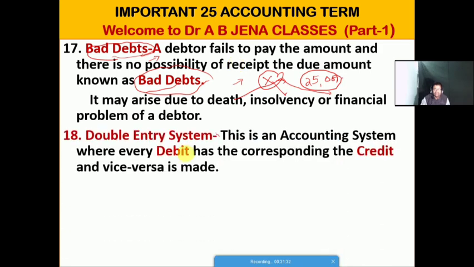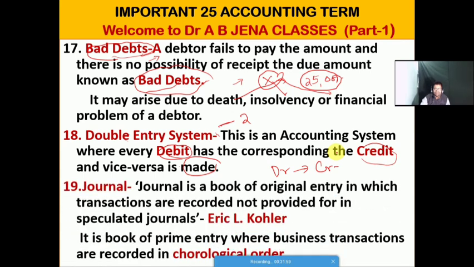Next is the double entry system. Friends, we have already discussed double entry, meaning there will be two entries. This is an accounting system where every debit has a corresponding credit and vice versa. Clear? So the debit will be followed by the credit, and by citing a suitable example we have already discussed this.